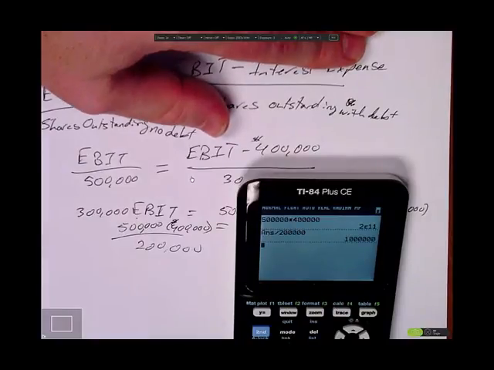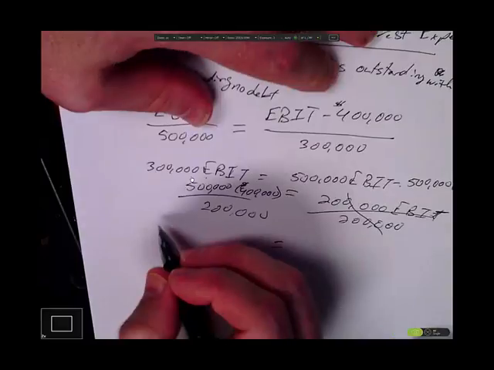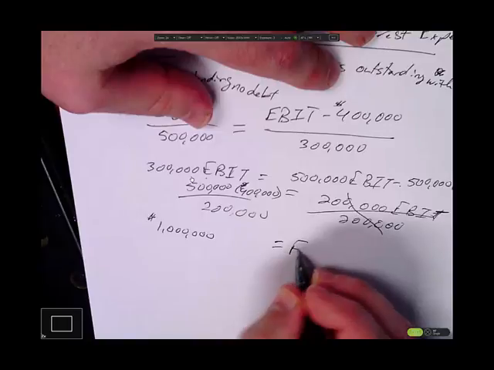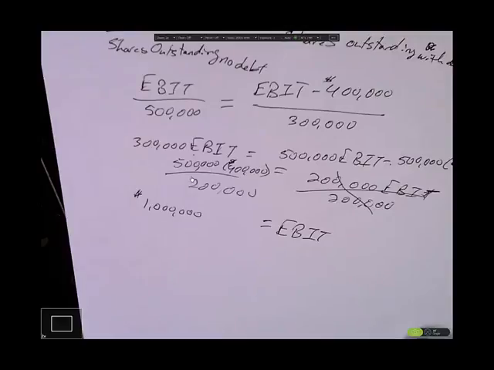And that gives me an answer of $1 million. And that is my break-even EBIT. So what does that mean? What does break-even EBIT mean? What that means is that above the break-even EBIT, I'm better off issuing the debt and giving an additional bonus to my stockholders. Below the break-even EBIT, I'm better off not taking on the additional debt because my stockholders will be impacted more heavily by the losses than they would if they had no debt.